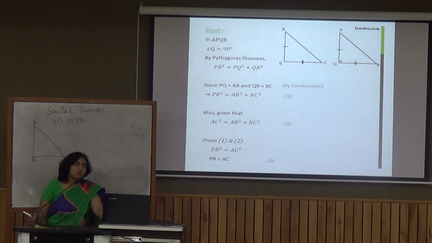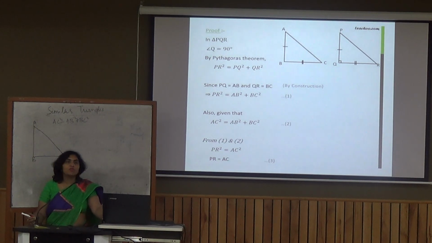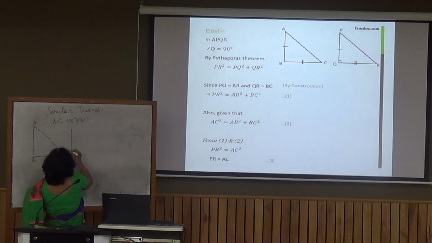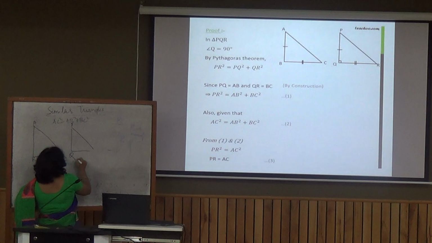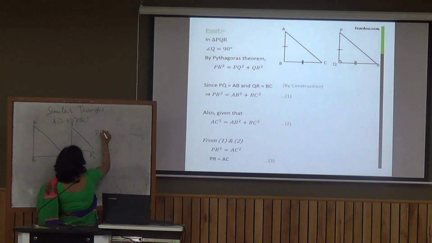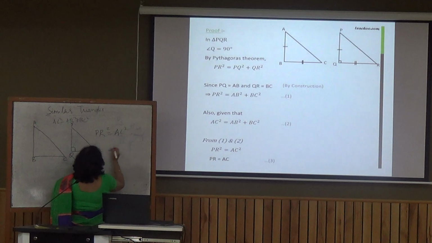So by Pythagoras theorem, PR square is equal to PQ square plus QR square. Now PQ is equal to AB, QR is equal to BC. Replacing PQ and QR by AB and BC, we get PR square is equal to AB square plus BC square. We already know AB square plus BC square is also equal to AC square. That says PR square is equal to AC square, or PR is equal to AC.